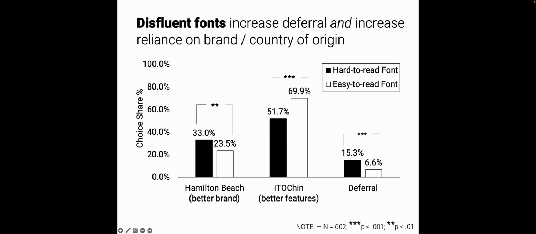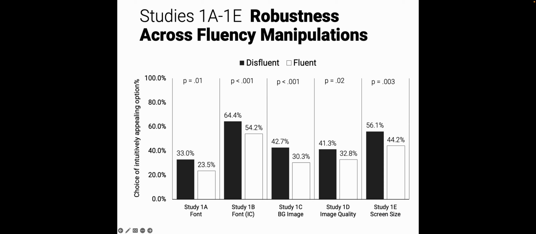So we replicated the past findings related to deferral. You can see that on the 2 bars farthest on the right. We also found support for our hypothesis. You can see that in the farthest 2 bars on the left. Specifically, when the font was disfluent and hard to read, participants were more likely to choose the Hamilton Beach Blender with the familiar brand. We also replicated this main effect across various disfluency manipulations.